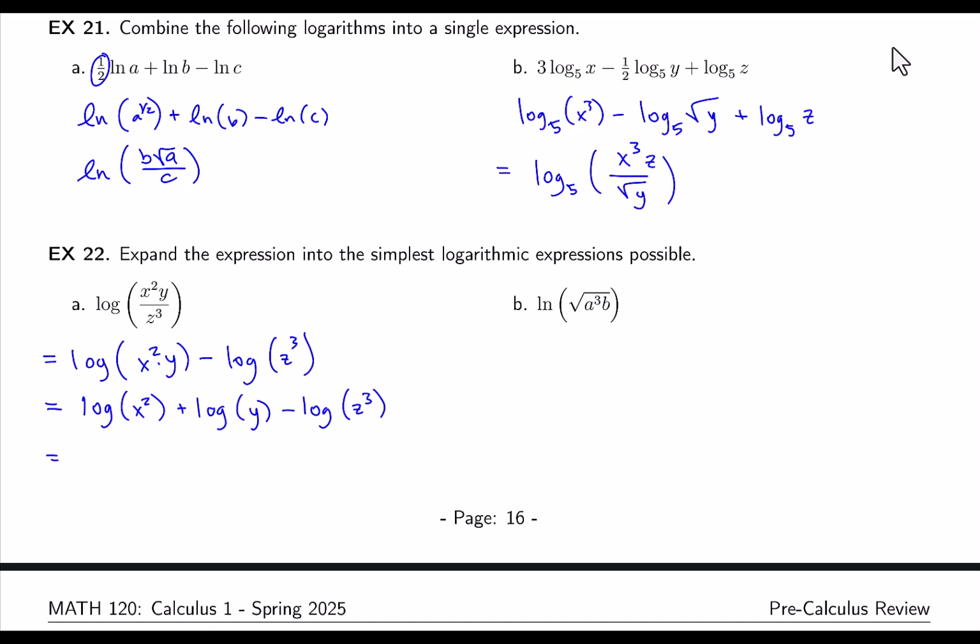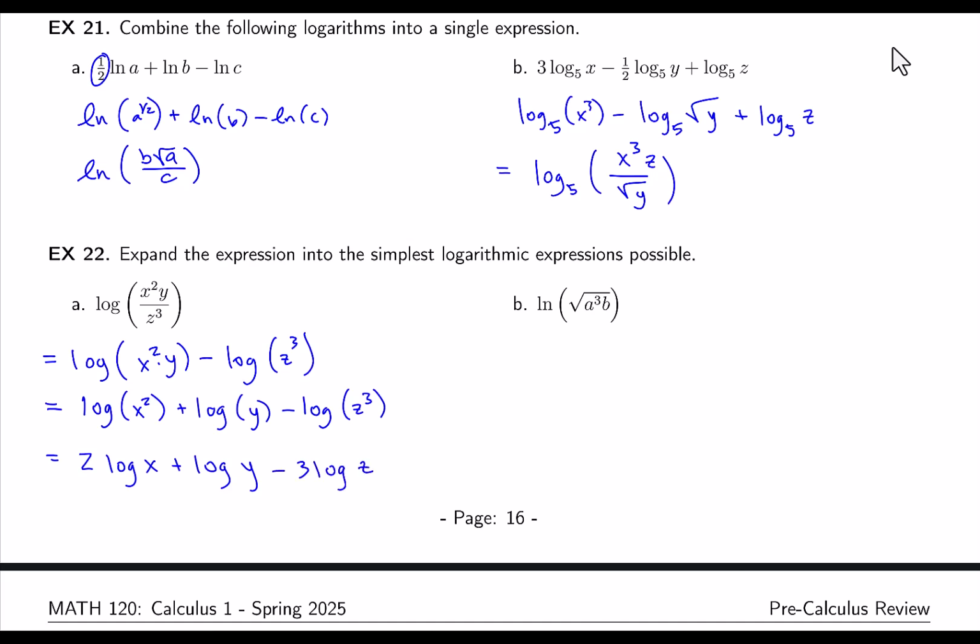And then finally, the exponents on the arguments of the logarithms can come out as constant multipliers. And if there's no exponent on the argument, I tend to not use the parentheses. I try to only use the parentheses if it's really necessary.